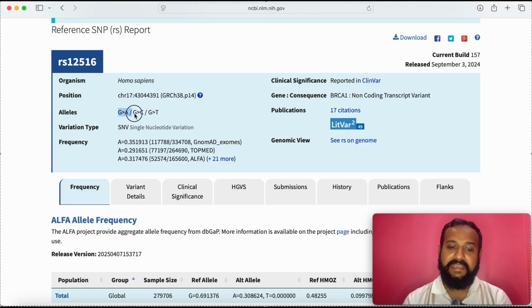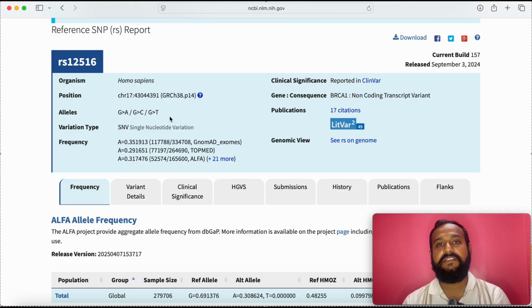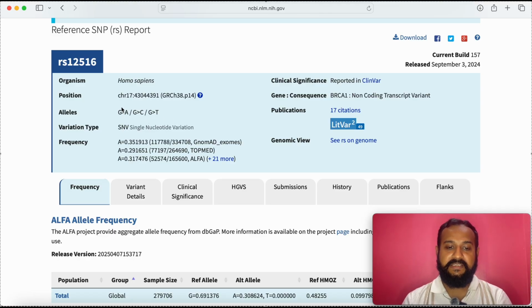Then what are the allelic changes that you can see? Here you can see G greater than A, G greater than C, and G greater than T. What does it signify? In genomic terms, whatever is written before the greater than sign is the reference allele, present in the reference genome, whereas these are the alternate alleles. So G is replaced by A, G is replaced by C, G is replaced by T. Obviously G will remain the same because it is in the reference genome, and if you go on searching the world population, most of the people would have G only at this particular position.